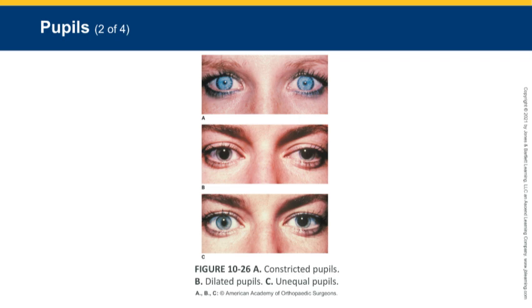Abnormal pupil findings can indicate serious medical conditions. Dilated, fixed, or unequal pupils may signal brain injury, stroke, or drug use. For example, one dilated pupil with the other constricted could indicate increased intracranial pressure. Always compare both eyes for any differences.